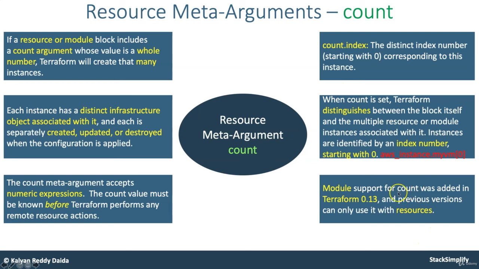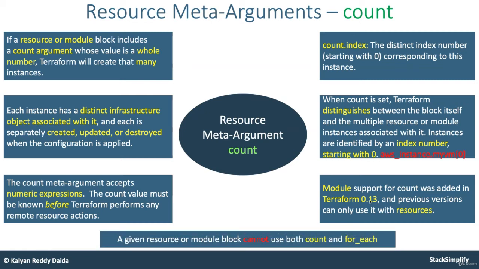Finally, module support for count was added only in Terraform 0.13. Earlier it was only for the resource block, but now the count meta argument can be used in module blocks also, from Terraform 0.13 onwards. And a given resource or module block cannot use both count and for_each inside the same block. So if you are taking an EC2 instance block or an EC2 instance module block, you can use either count or for_each. Only one of these two meta arguments can be used inside it.